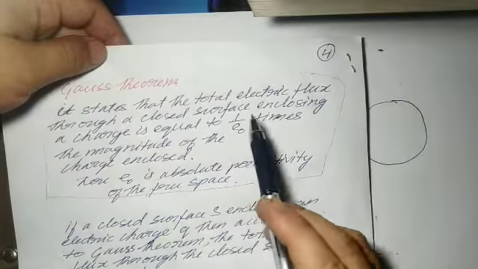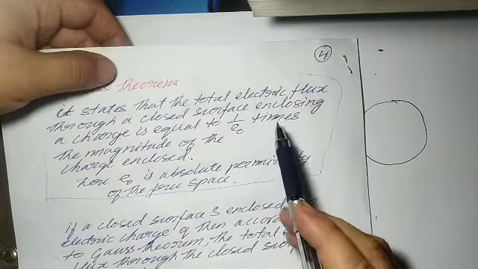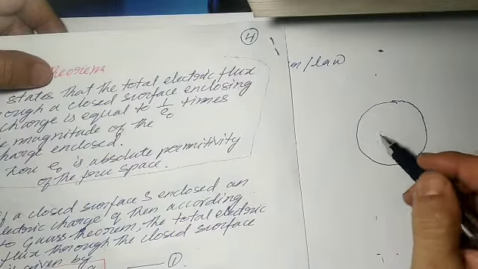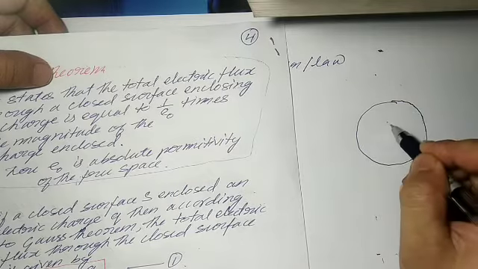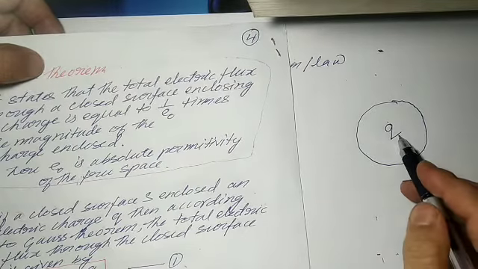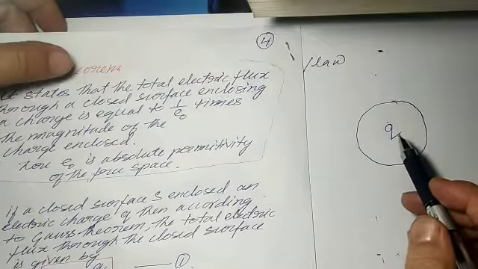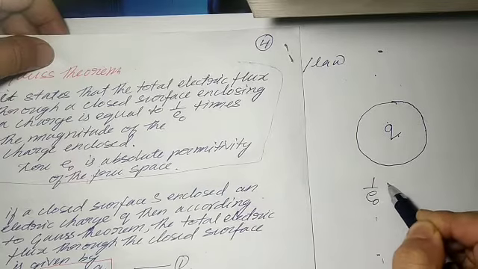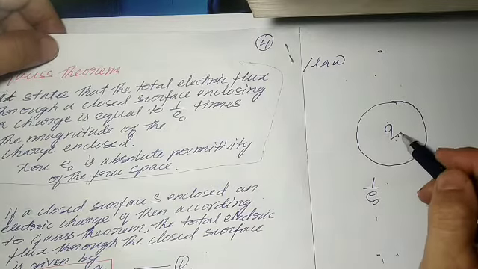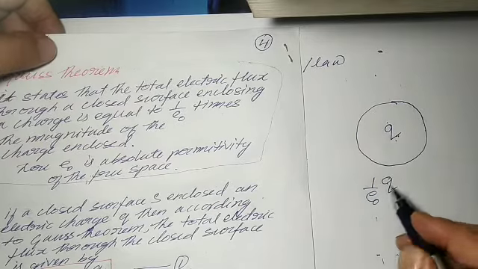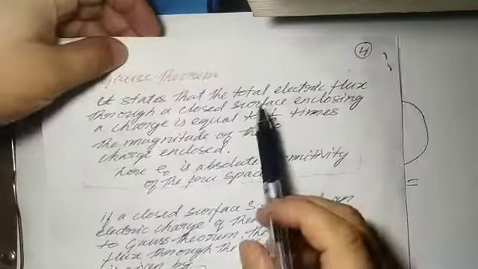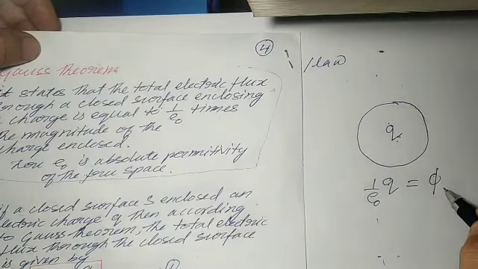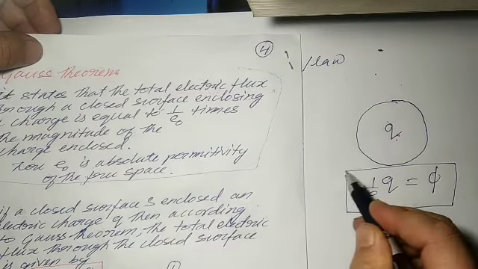So it states that the total electric flux through a closed surface enclosing a charge. That means this surface is enclosing a charge. Inside this sphere, let's say there is a charge, is equal to 1 by epsilon naught times the total charge enclosed. So how much charge is enclosed here? Q. So this is the total electric flux. Electric flux is denoted by phi. So we have to prove this one.